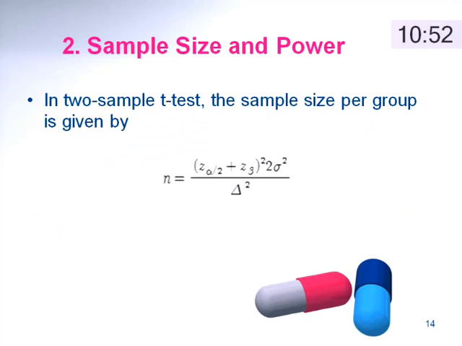The simplest analysis is the two-sample t-test. In that case, the sample size per group is given by this formula. In the numerator, sigma squared is the population variance, which is an unknown value. Also in the denominator, delta is the effect size, which is also an unknown value. So we have to estimate them.